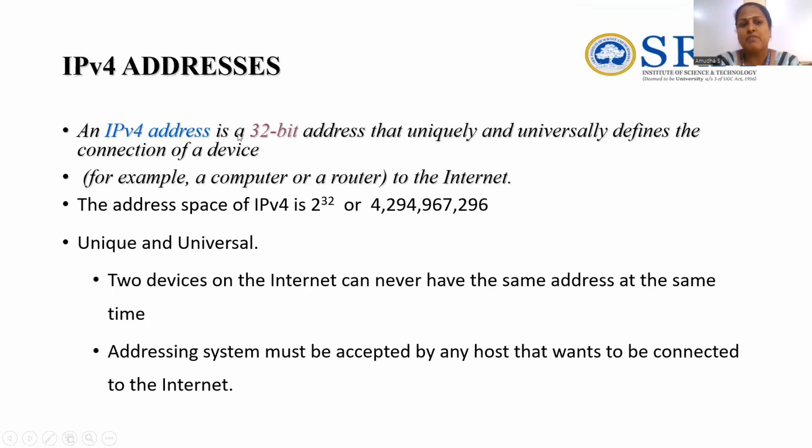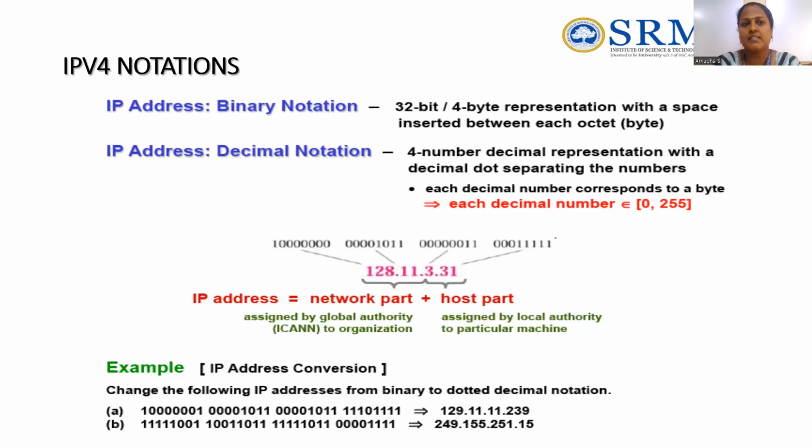Since the size of an IPv4 address is 32 bits, the address space required is 2 power 32. It is unique and universal. It is called unique because a device on the internet can never have the same IP address. In order to identify individuality, we assign a unique IP address. And universal means that in the network, the address system must be accepted by any host within the internet.